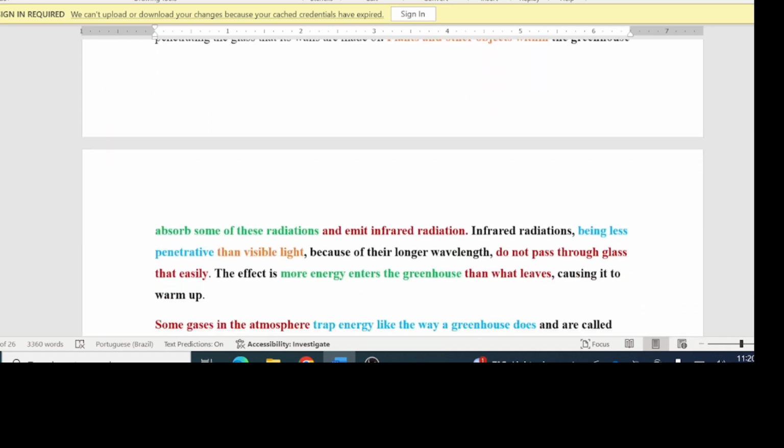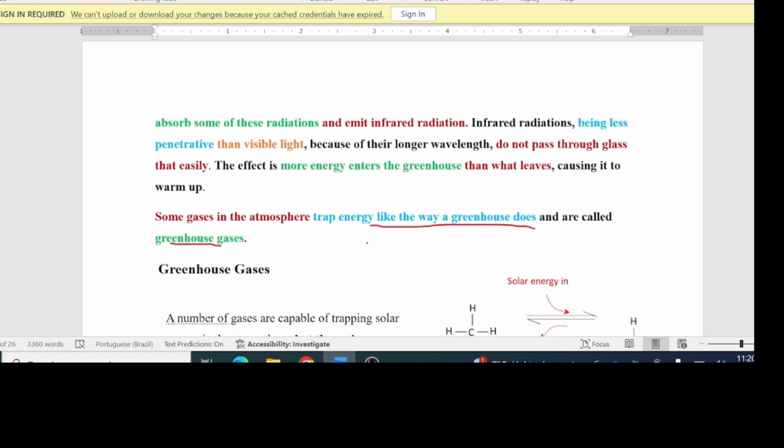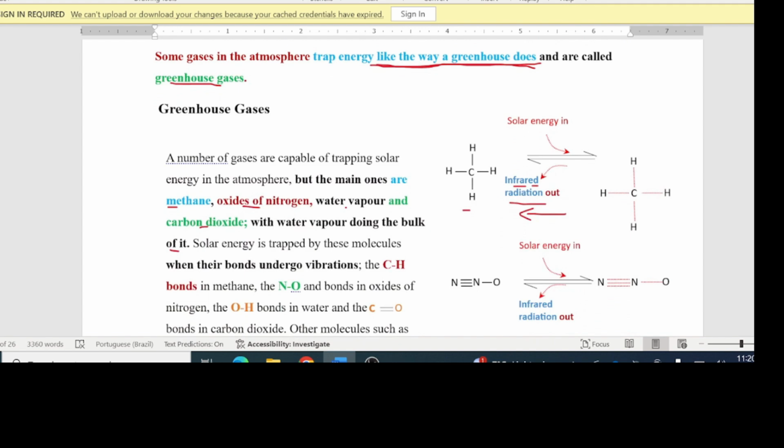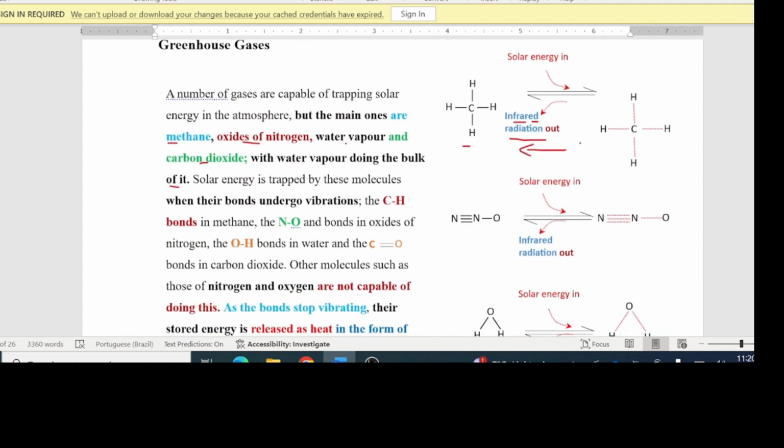There are some gases in the atmosphere that trap energy from the sun in a similar way that the greenhouse does, and these are called greenhouse gases. There are a number of greenhouse gases, and these are methane, oxides of nitrogen, water vapor, and carbon dioxide. It is said that water vapor does the bulk of that job of retaining heat in the atmosphere.